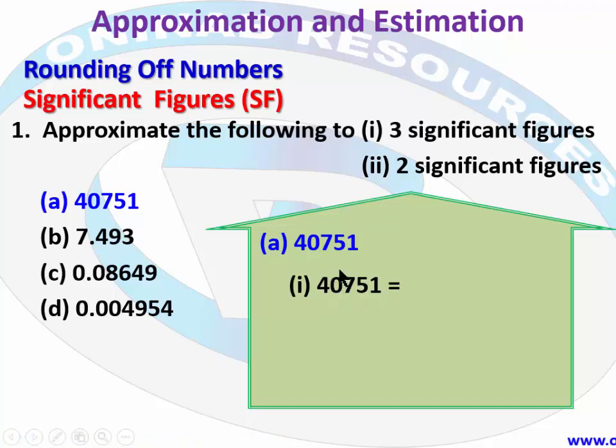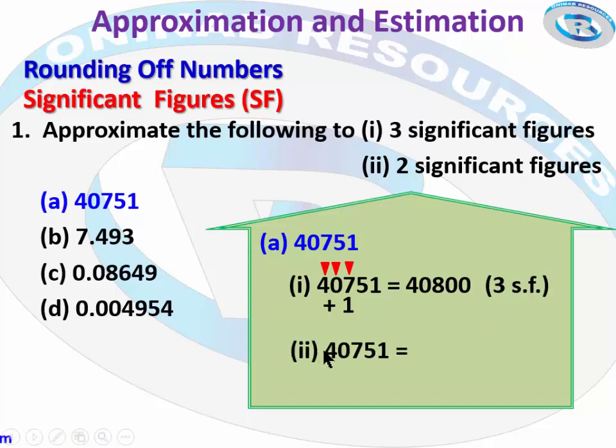We're interested in the first 3 significant figures. So we are interested in 4, 0, and 7. Then we check the next digit, which is 5. We are rounding it up, meaning we are adding 1 to 7, so that we now have 408. The remaining 2 digits now will be returned as zeros. So we have 40,800 as 3 significant figures.